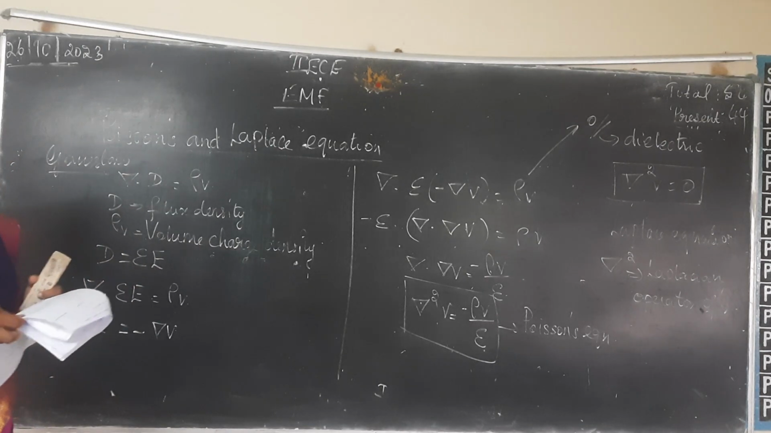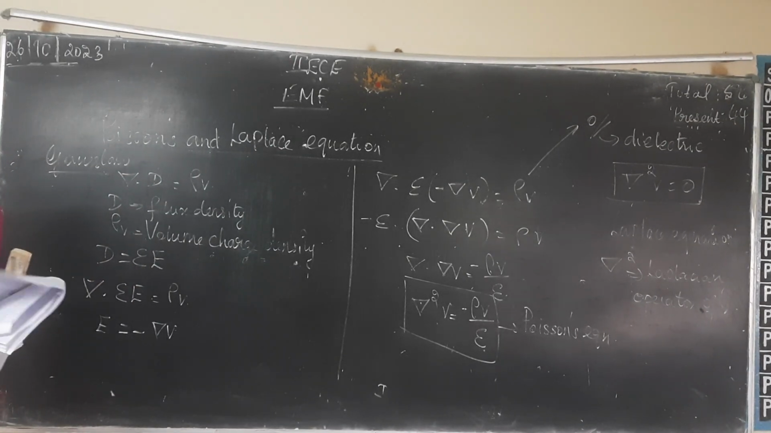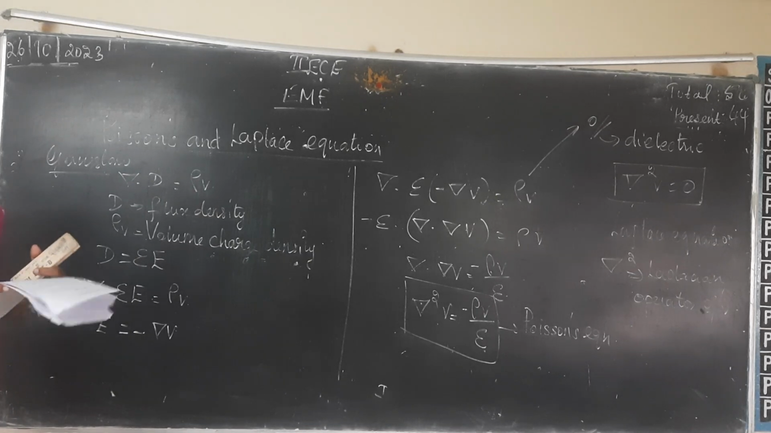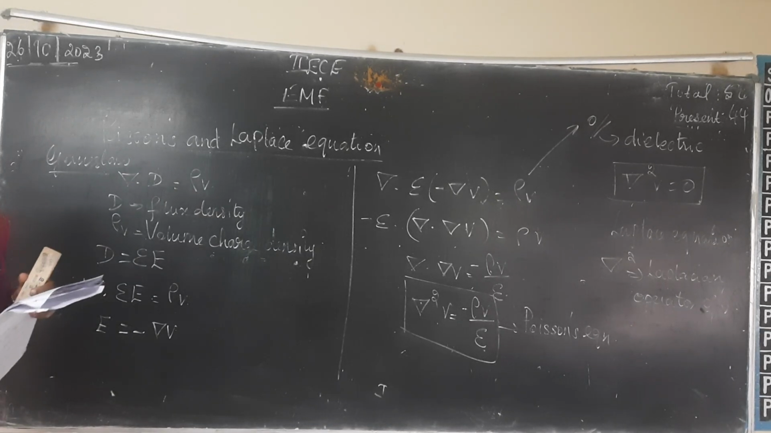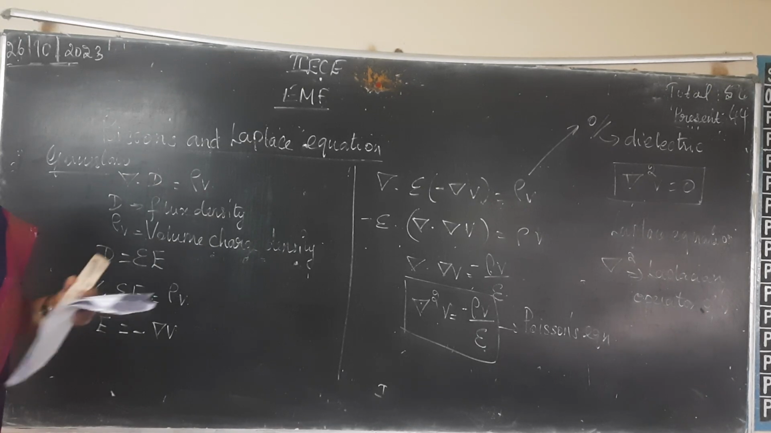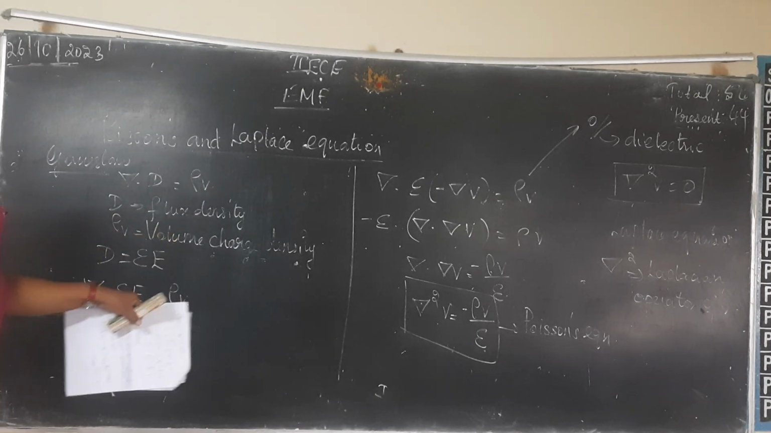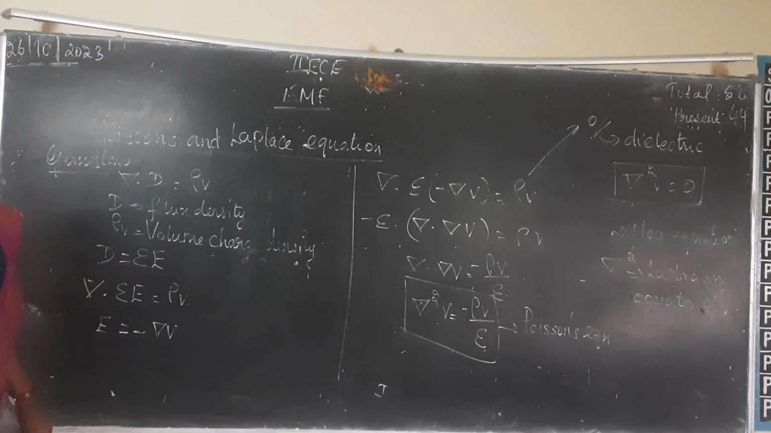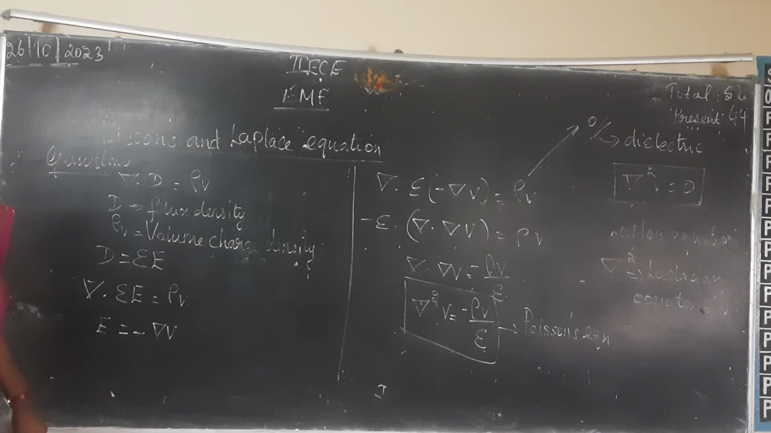So this is about Laplace and Poisson's equation. Now we'll see about del square value in different coordinate systems. What we have arrived at: del square V is equal to minus rho V by epsilon is called Poisson's equation, and Laplace equation is del square V is equal to 0.